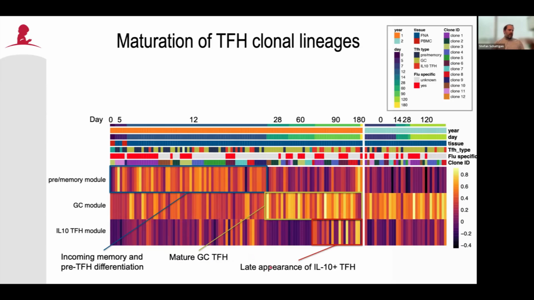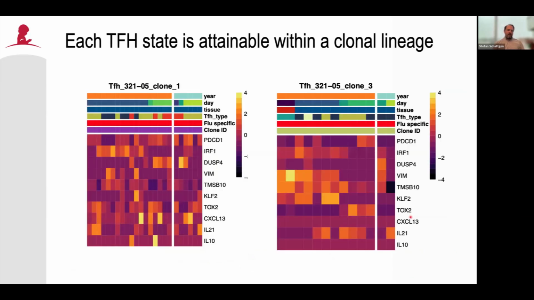We have a later appearance of these IL-10 TFH cells within the reaction. We also see a little bit early on too. And what was really interesting is that compared to these kinetics that we're seeing within year 1, in year 2, we're seeing that the re-expansion and re-engagement as germinal center TFH cells is happening much quicker in the second year. It's marked by this high module score for the GC TFH here.